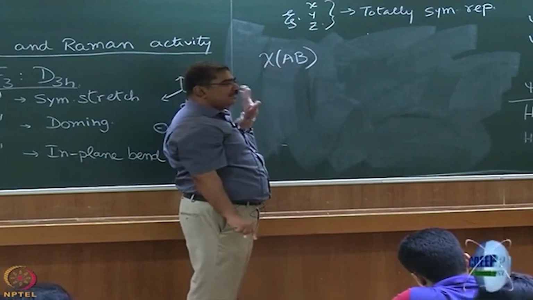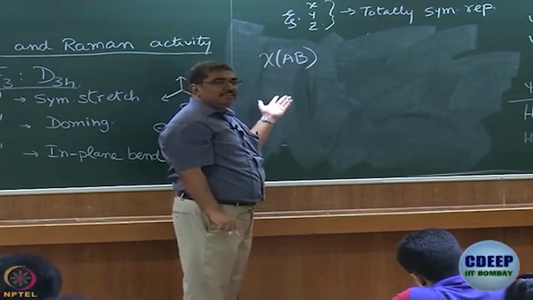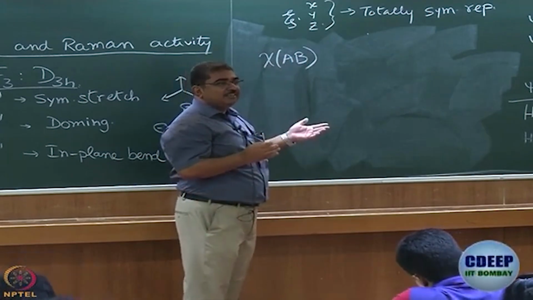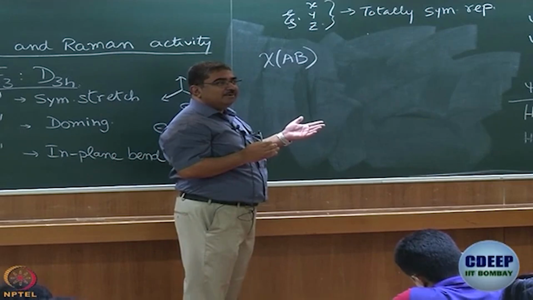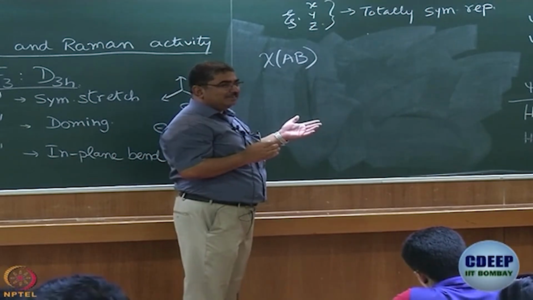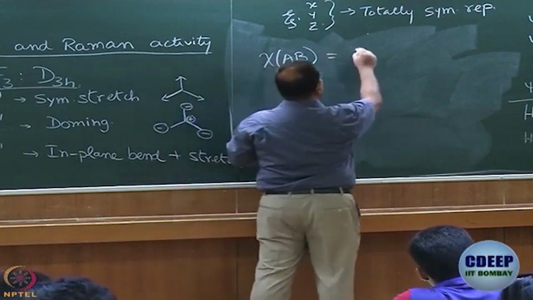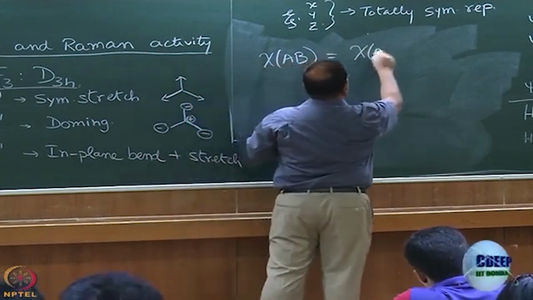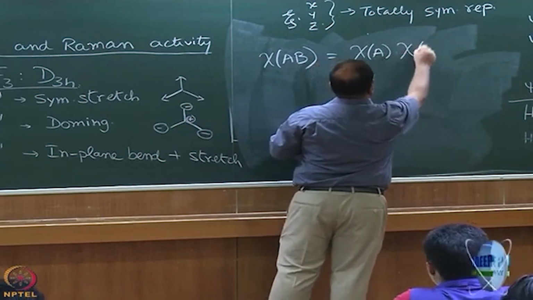What is chi AB? This is something we have done earlier. What is the character of a product? Sum or product? Product of the characters, right? Product. Chi of A multiplied by chi of B.